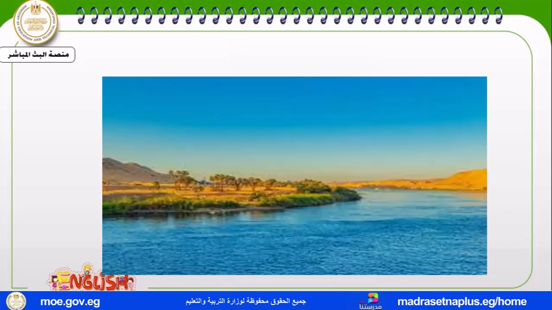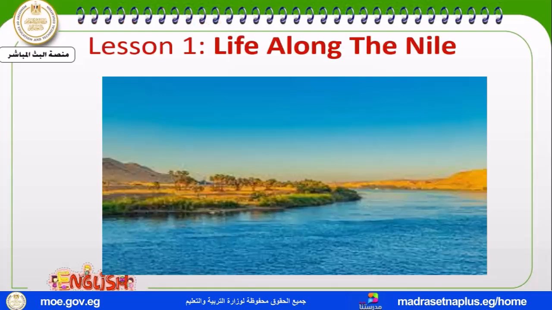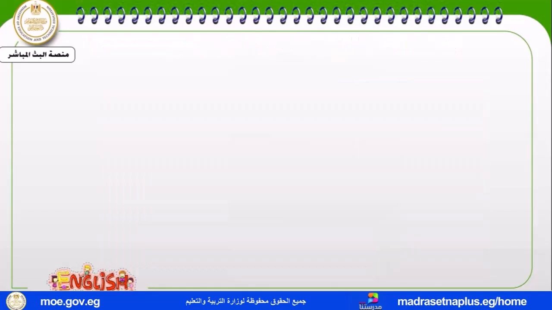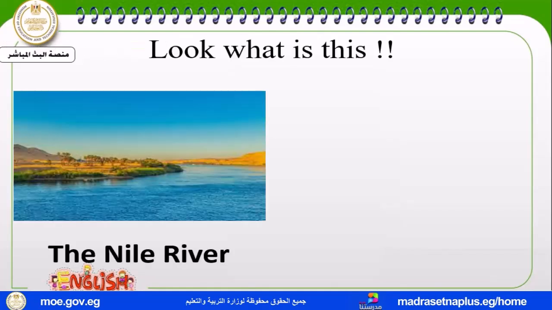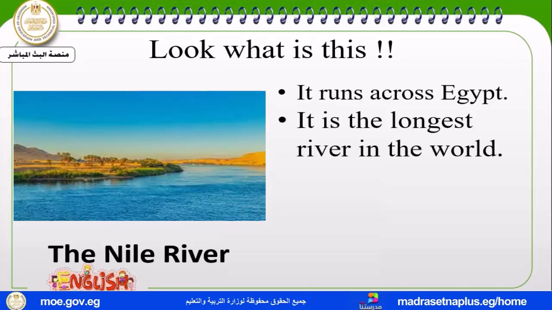Now, let's start. Here is a picture. What can you see in the picture? Yes, it's lesson 1, Life Along the Nile. So, this is a picture of the Nile River. Look, this is the Nile River. The Nile River runs across Egypt, and it's the longest river in the world.